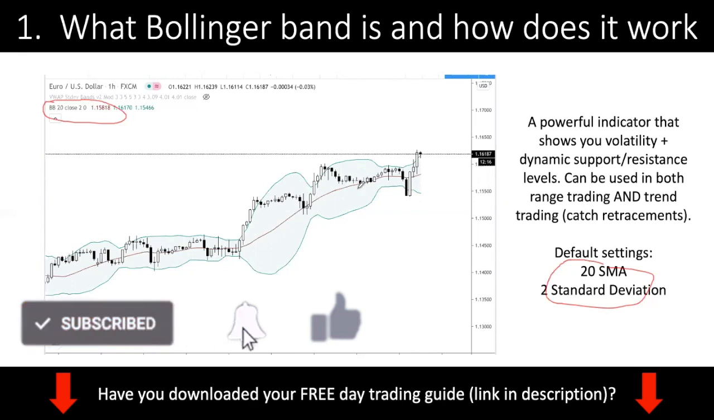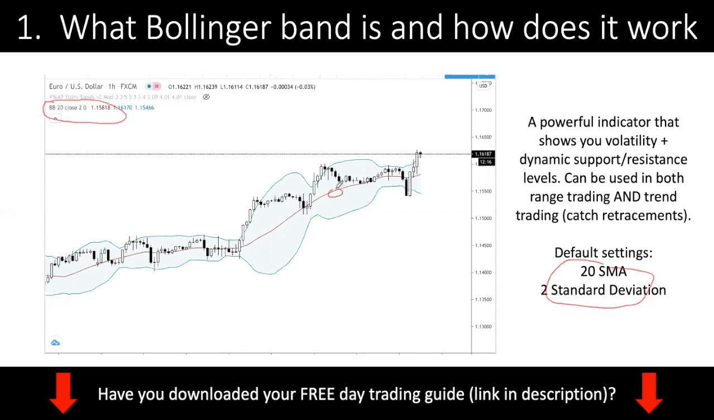This indicator is made out of three things. First, you have the 20 moving average, in this case the simple moving average. Then you have the upper band and the lower band. The upper band is +2 standard deviation, and the lower band is -2 standard deviation. The upper and lower bands act as dynamic support and resistance levels.